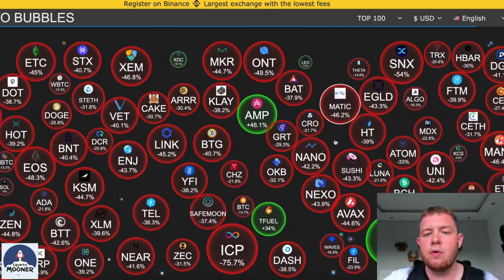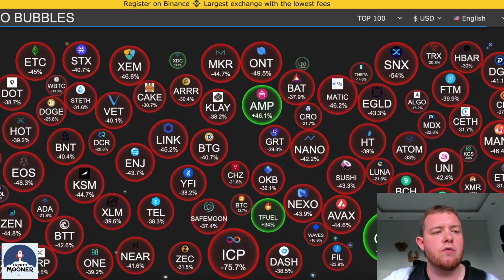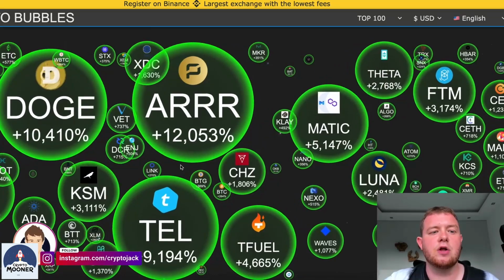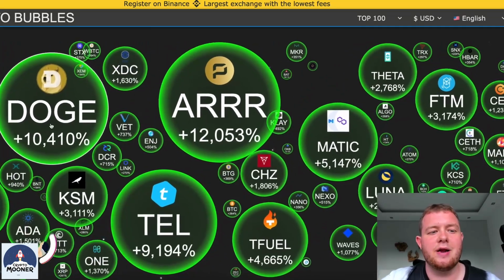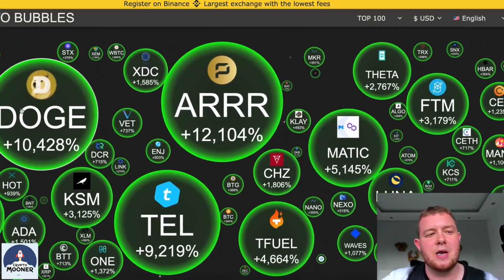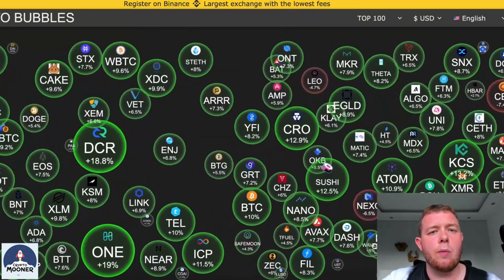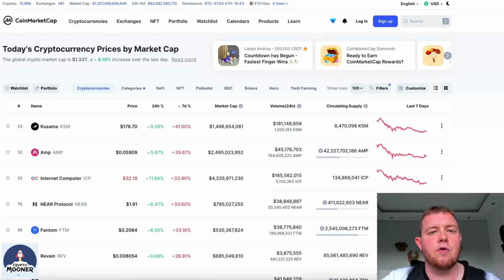If we go on the month, we had a few different green ones, but nothing really too crazy. And on the year, most likely we're going to be all green. Yeah, we can see we've had a huge year. Look at Doge here, right here, 10,500% up, which is absolutely crazy. So then what we want to do is go ahead and find ourselves a coin to trade.